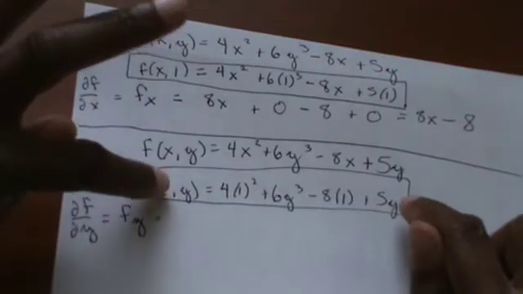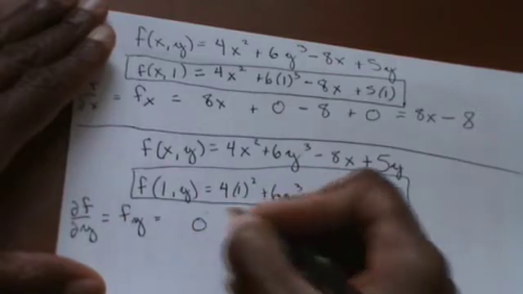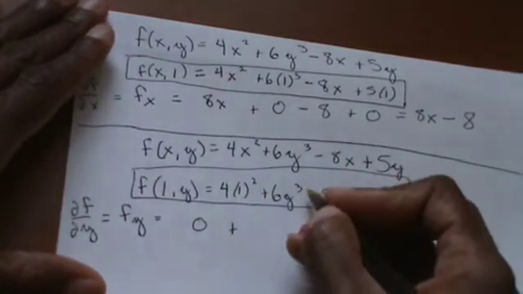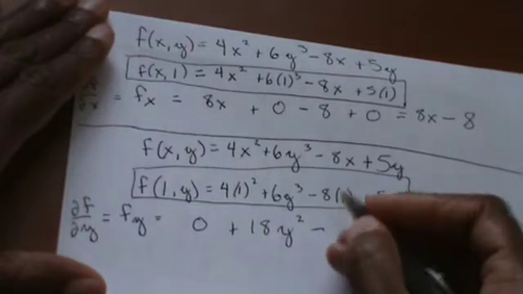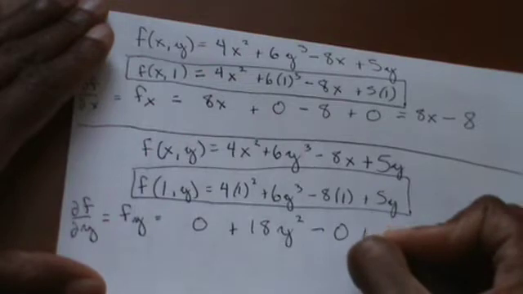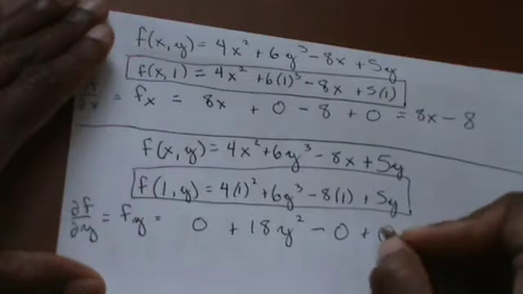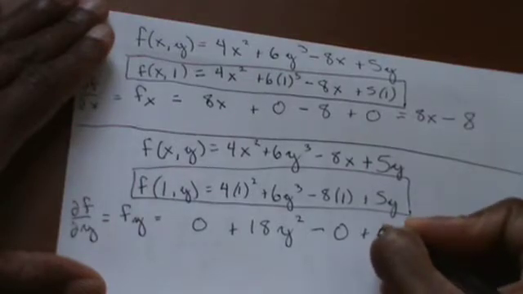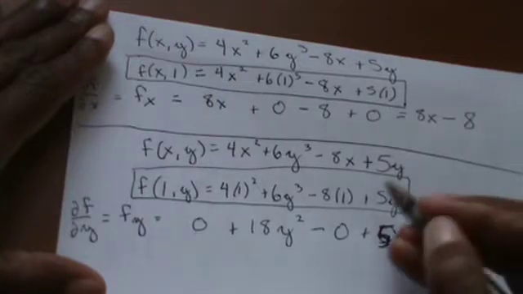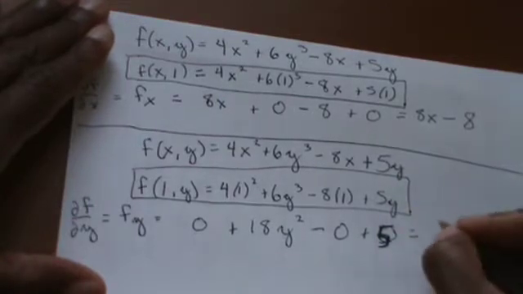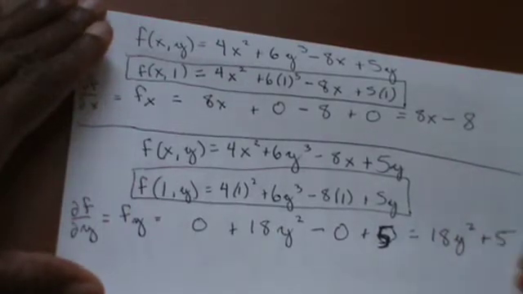Derivative of this one is exactly the same as the derivative of what I see above it. So the derivative of 4 times 1 times 1 is just 0, because that's 4, a constant. Plus the derivative of 6y cubed is 18y squared. Minus the derivative of 8 times 1 is 0. Plus the derivative of 5y is 0. So this is, oops, I'm sorry, this is wrong. 5. I got distracted. 5, right? Because that has a y in it. All right, so then my final answer is 18y squared plus 5.